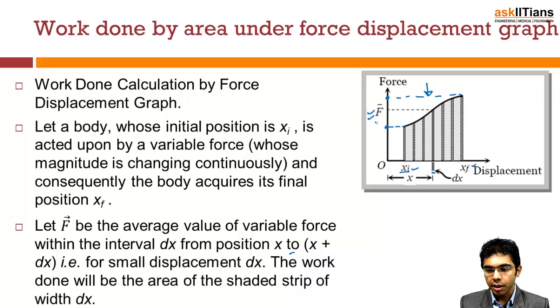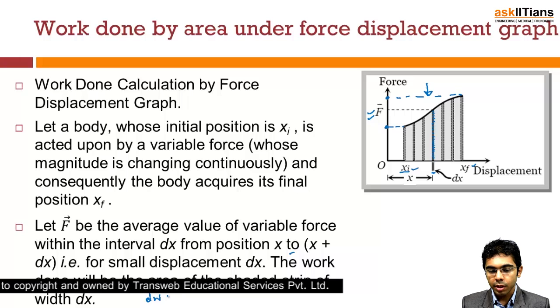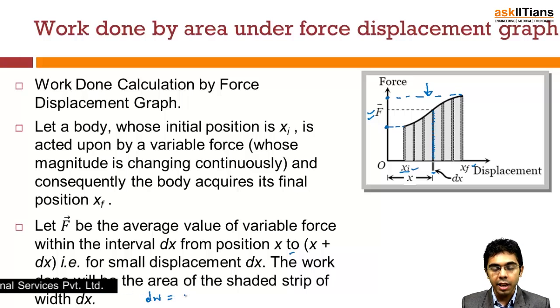This is given in the figure as the average value of f, and therefore the work done will be the area of the shaded strip of width dx. This area of the strip shows the work done. That means we can write dW, the small work done for displacement dx, is equal to this average force f times dx. So this is the area.